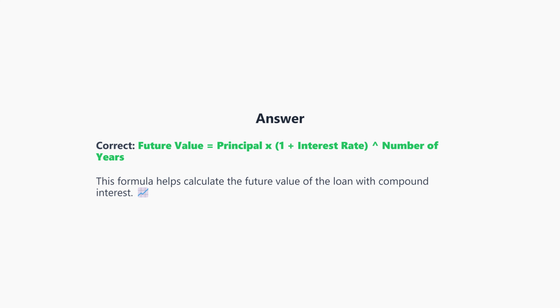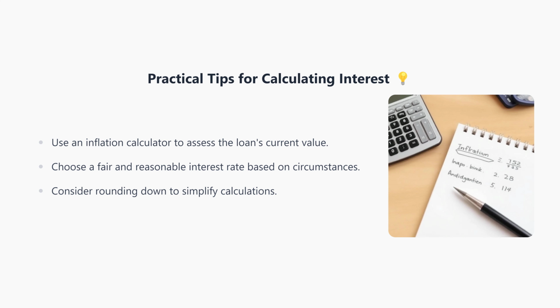The correct answer to the quiz question is the formula: future value equals principal times 1 plus interest rate raised to the power of the number of years. This formula calculates the future value of the loan, including compound interest. When calculating interest on a loan to family, using an inflation calculator can provide a more realistic assessment of the loan's current value. Choosing an interest rate that feels fair and reasonable is essential, considering the context. Additionally, you might want to round down to keep the calculation simple and outcomes manageable.